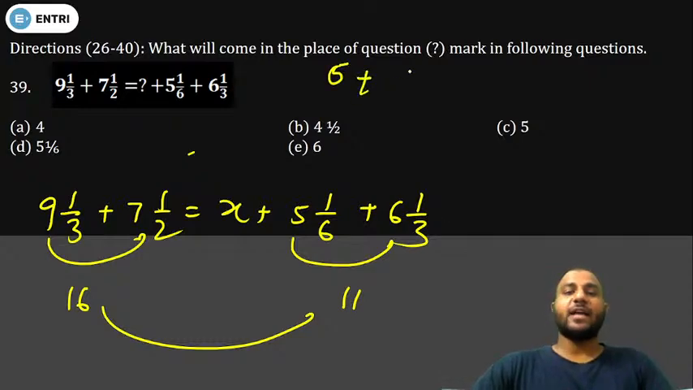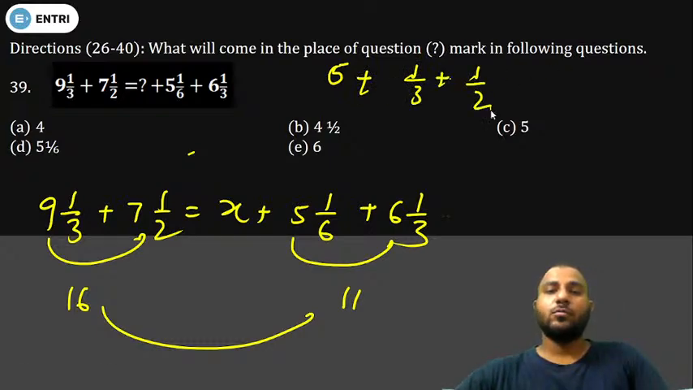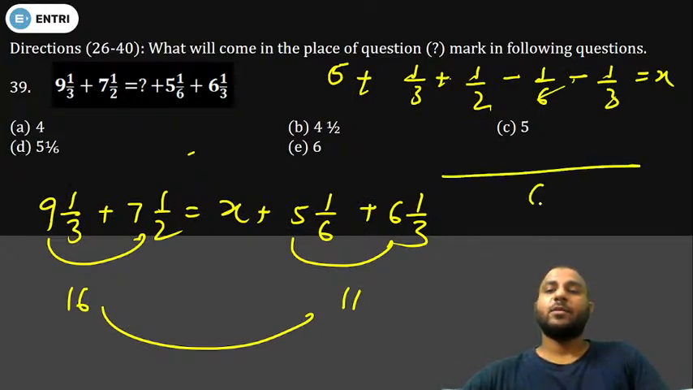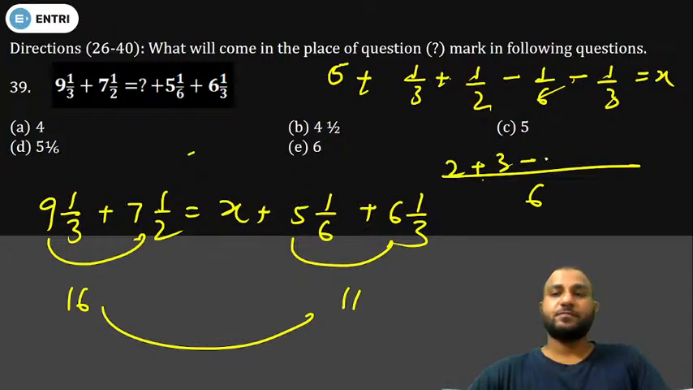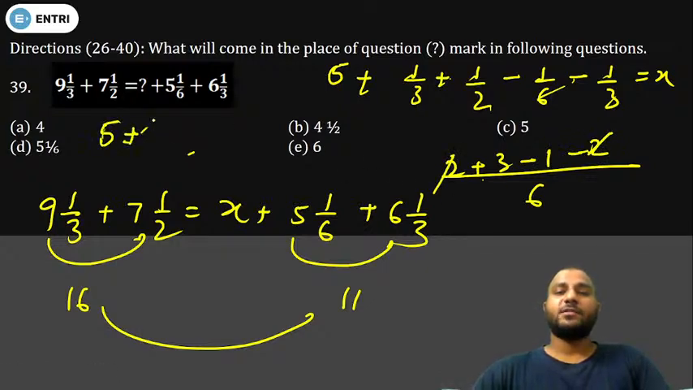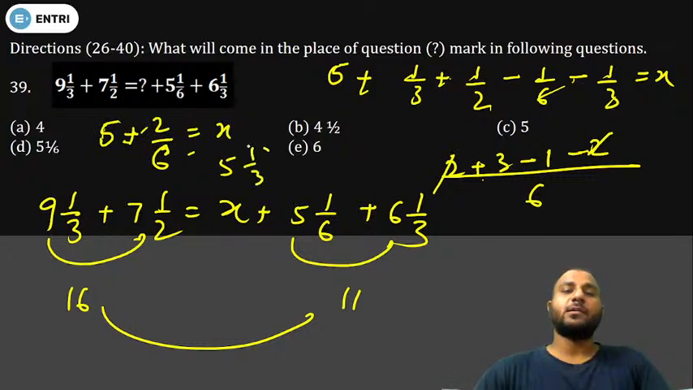Now let's take the LCM of 1 by 3 plus 1 by 2 minus 1 by 6 minus 1 by 3 equals x. The LCM will be 6. 2 plus 3 minus 1 minus 2. So 2 will be eliminated. So 5 plus 2 by 6 equals x, which means 5 whole 1 by 3.